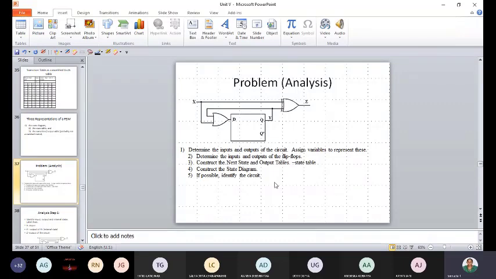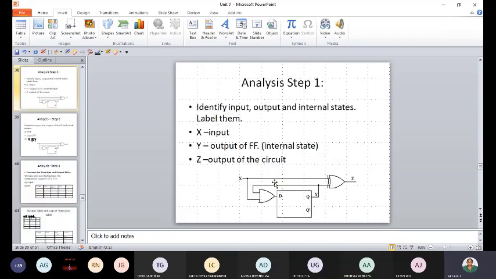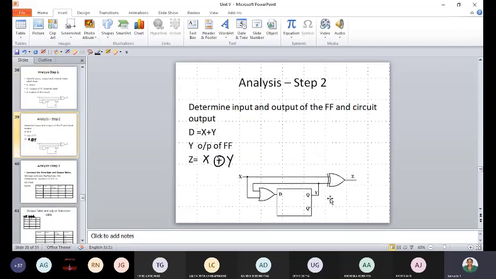The first thing is that the variables are already given. X is an input, Z is an output, and Y is an intermediate output. Now derive these in terms of Boolean expressions also. So step one is to identify the input, output, and internal state and label them. It is already labeled: X is the input, Y is the output of the flip-flop, the internal state, and Z is the output of the circuit.